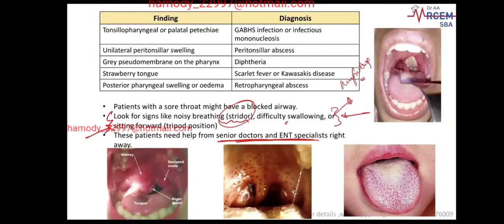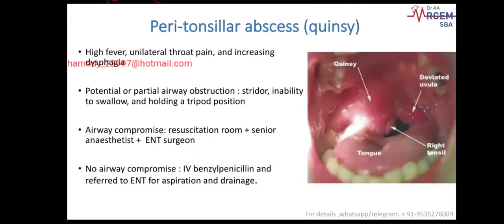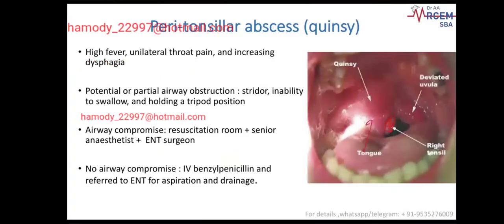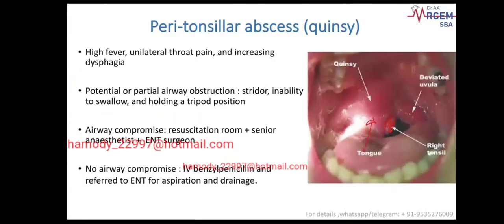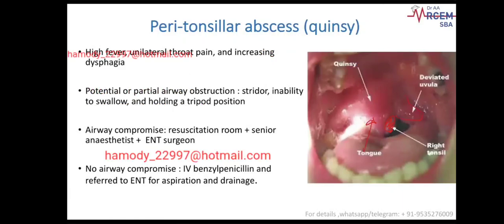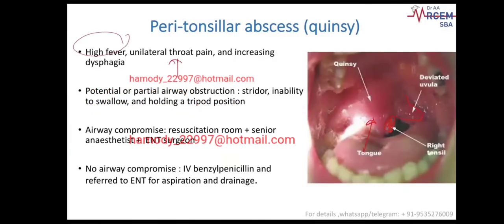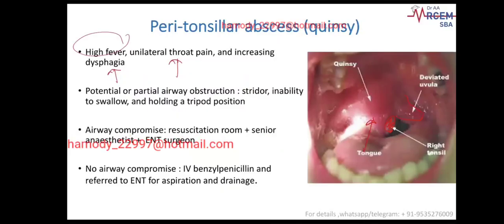They might require front of neck access. The quinsy, as I told you, is in the tonsil. Behind this, there is a swelling which has developed. It is usually unilateral. If it's unilateral, the uvula will be deviated to the opposite side. As it is an abscess, they present with high-grade fever, unilateral sore throat, and increasing pain on swallowing.